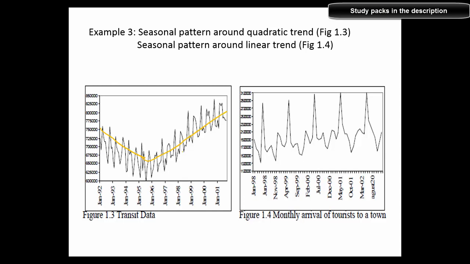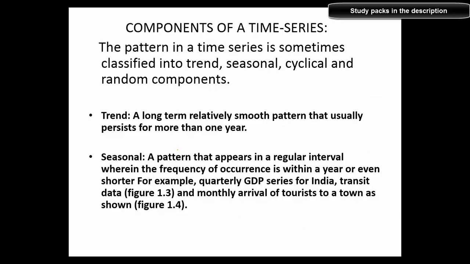So these are different scenarios or different types of time series that you probably will come across in real-time scenarios. There are different components, and they can be broadly classified into trend, seasonal, cyclical, and random components.